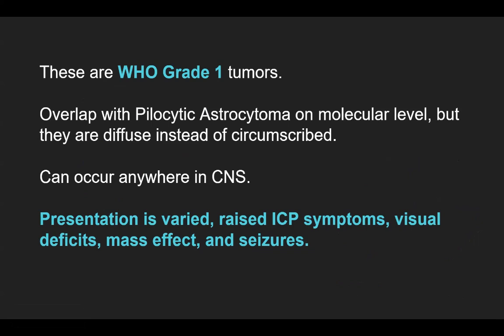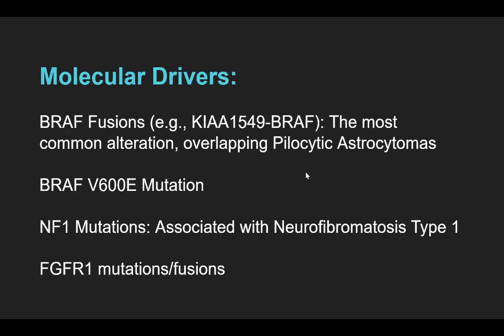And they can occur anywhere in the CNS. They can be found supratentorially, they can be found infratentorially, sometimes even in the spinal cord. And the presentation is varied. Presentation depends on the location of the lesion. It might present with raised ICP symptoms, with visual deficits, with mass effects, with seizures, and some of these have syndromic association as well, NF1.